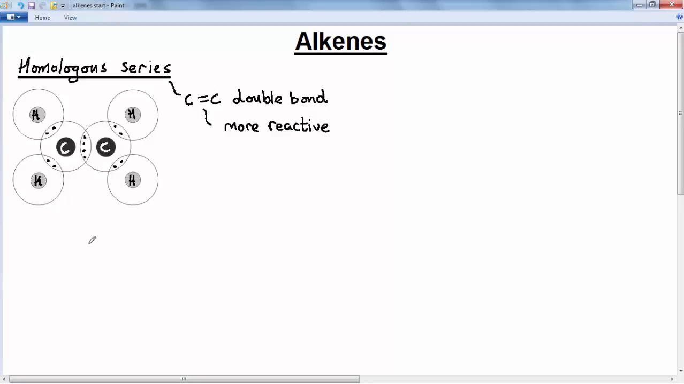Looking at the structural formula for this, you have a carbon-carbon double bond, and that double bond tends to push the carbon-hydrogen covalent bonds away from it, so it takes up this shape. The chemical formula for this is C2H4, and this is ethene, which is the first member in the alkene series.